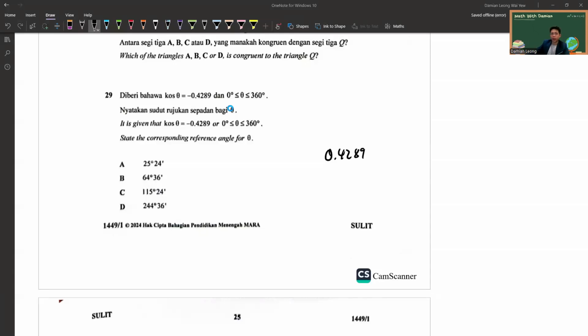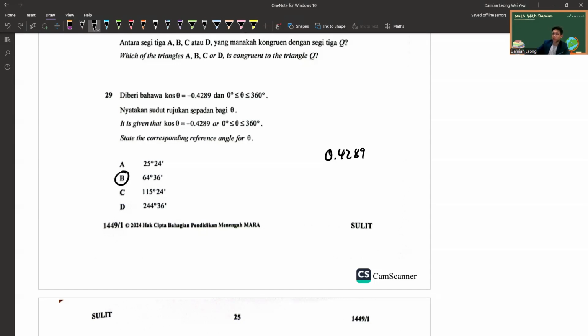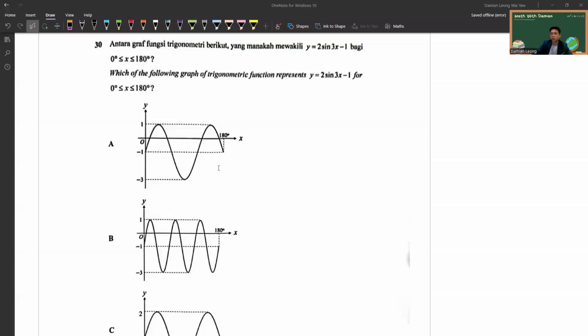So to find back the angle, we take cos inverse. So shift cos 0.4289, equals. They want degrees and minutes, so just press the degree button to change to degrees and minutes. So 64 degrees, 36 minutes. Answer B. That's for question 29.